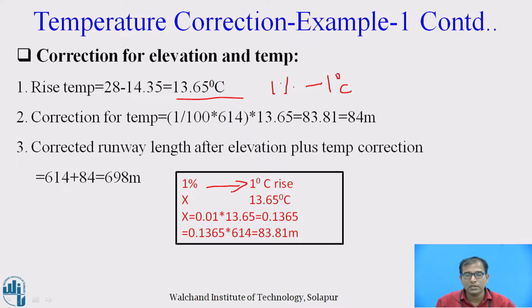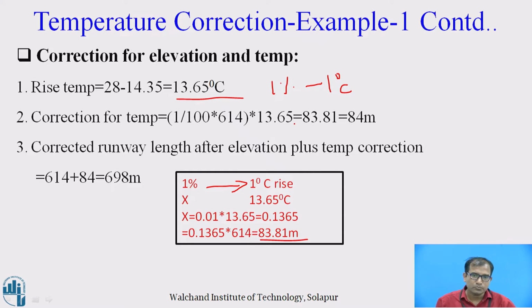For 1% correction for every 1 degree rise. For 13.65 degrees, how much? So cross multiply that and multiply by the basic runway length after correction of your elevation, that is 614, that gives 83.81 meter. That is after the temperature correction.